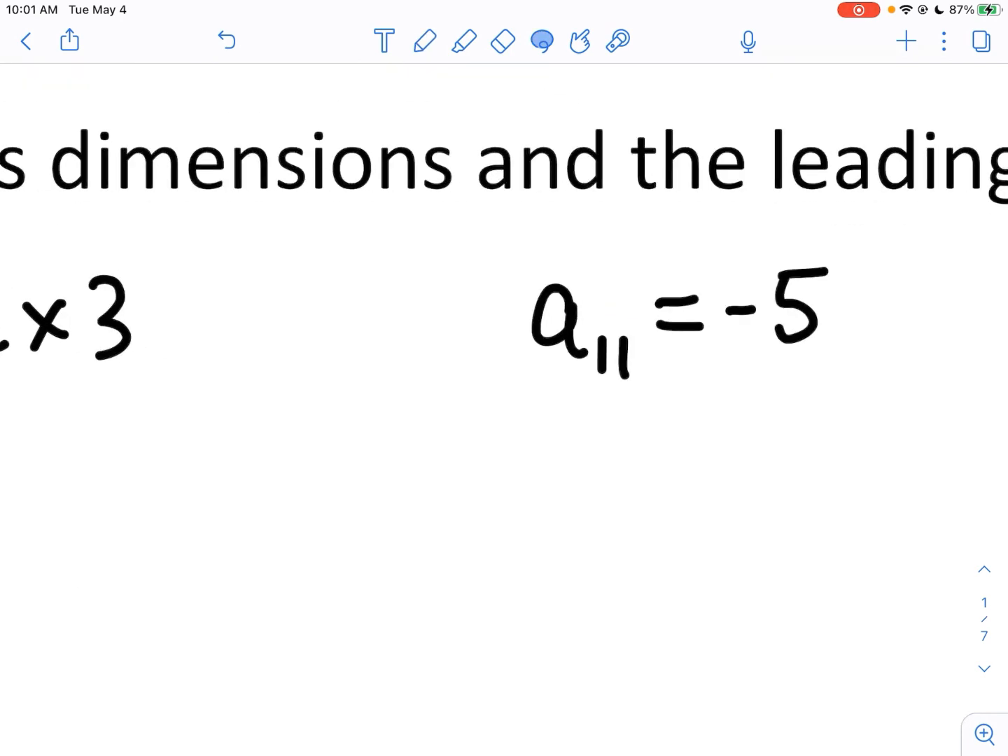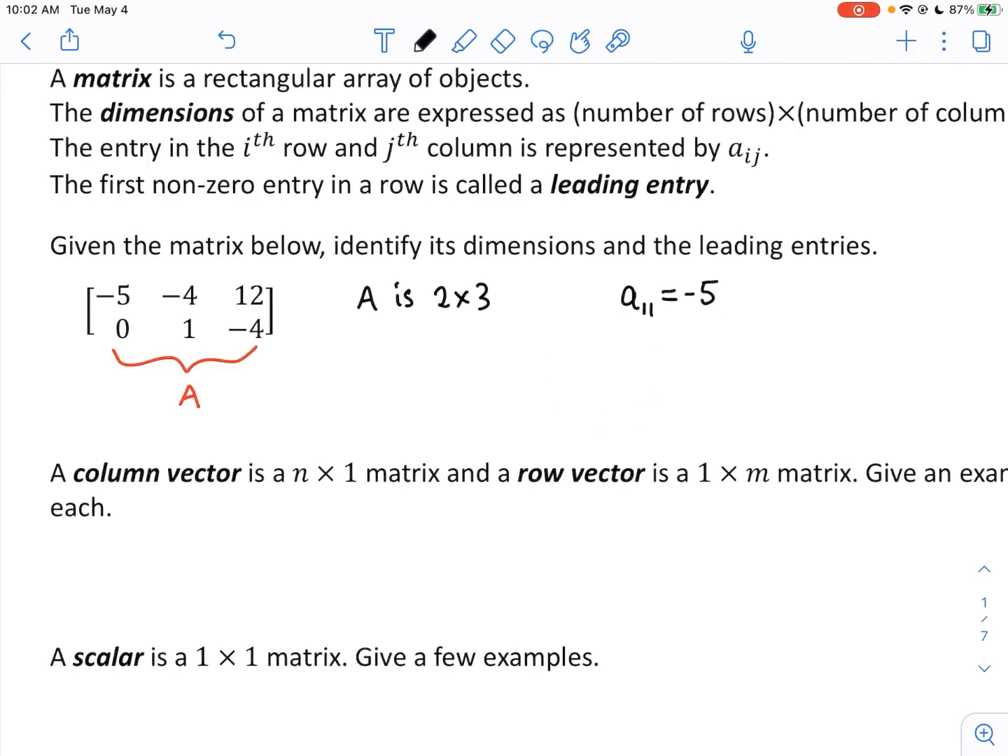And when we look at the subscript, the first number is which row you're in, the second number is which column you're in. Be careful not to read this as eleven. And now looking at the second row, the first non-zero entry is that 1, and it's in the second row, second column, so it is in the 2, 2 position. And we say that A2,2 is 1. These are the 2 leading entries.